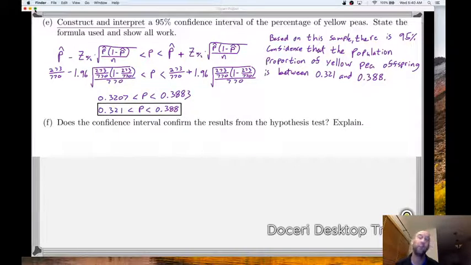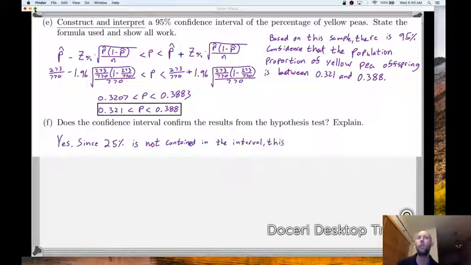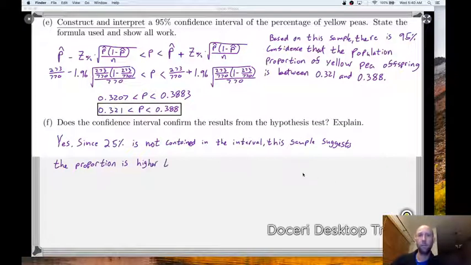We need to be careful, though, about the type 1 and the type 2 errors, which can occur with these hypothesis tests. But in this case here, the confidence interval is confirming the same result we got with the hypothesis test. The reason being is that Mendel thought that the population proportion was equal to 0.25, but this confidence interval, at least based on the sample, is saying that 0.25 is not a possible value for the population proportion. And yeah, so the sample suggests that the population proportion is higher than 25%.